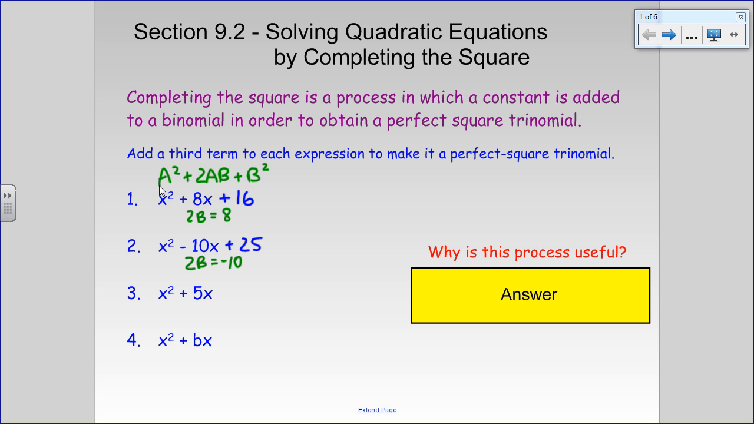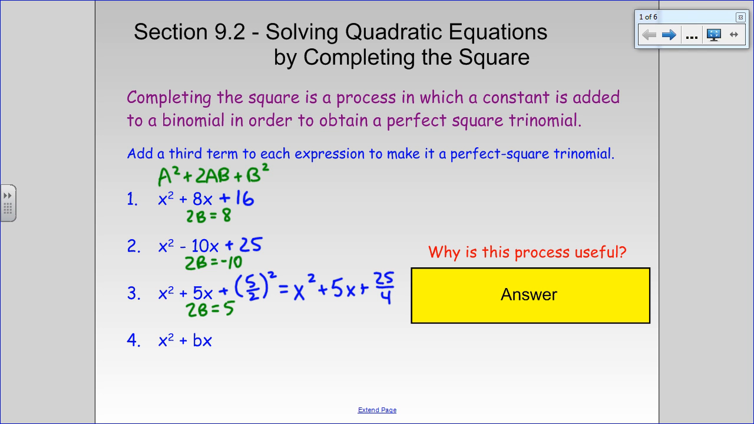Moving to example number 3, we can see the same pattern developing, and we notice that since 2b is equal to 5, the coefficient of our second term, b itself must be that coefficient divided by 2, and then b squared would be 5 over 2 squared. This means our perfect square trinomial is x squared plus 5x plus 25 over 4.